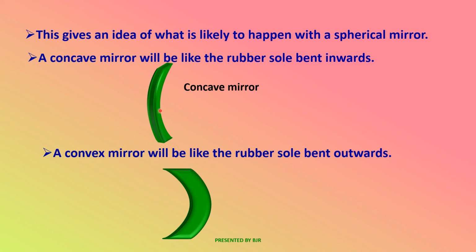So cave means hollow inside. So here the inner surface is the reflecting surface. That's why it is called the concave mirror. How these mirrors will be formed, I will show you very clearly in the coming videos. So here the reflecting surface is bulged outward. So don't imagine that these are the mirrors. Actually I am showing you the shapes of the mirrors.